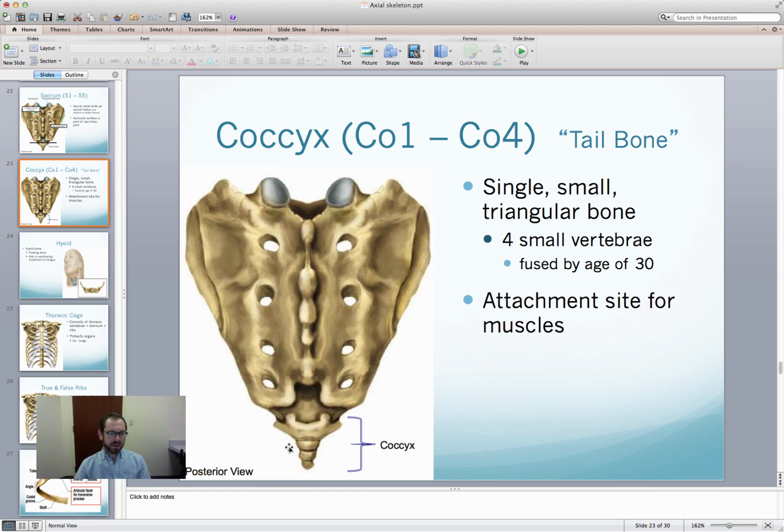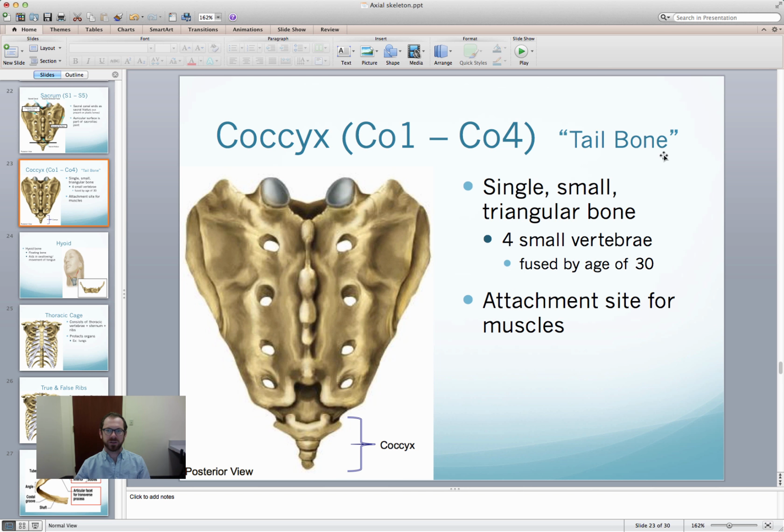Now we're looking down at the lowest part of the vertebral column, and this is called the coccyx. And the coccyx is made up of 4 small vertebrae that fuse together by the age of 30. And this is a vestigial trait. A vestigial trait just means that it's something that our evolutionary ancestors had, and we've maintained that but lost the function of that trait.